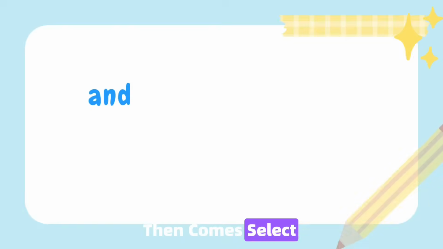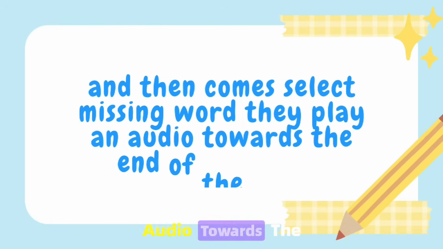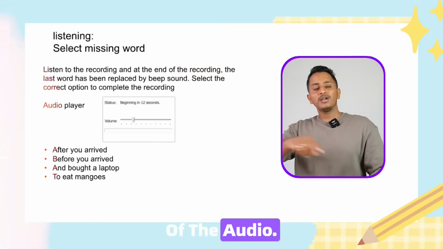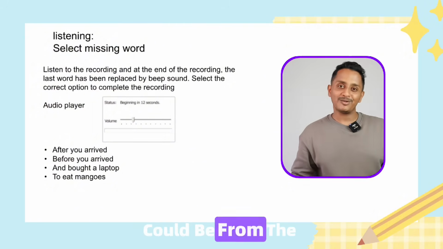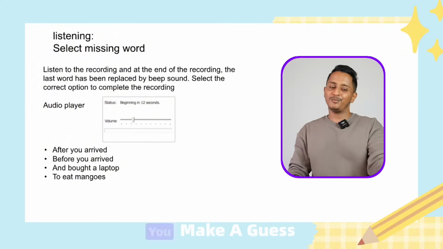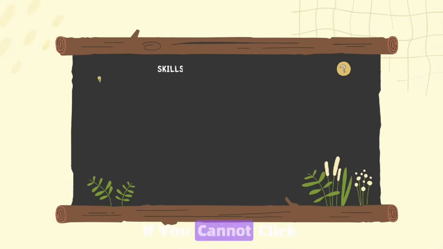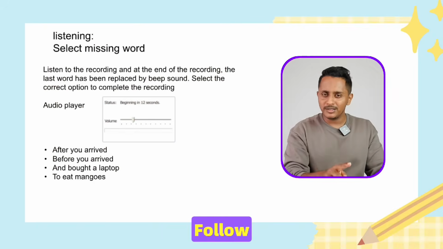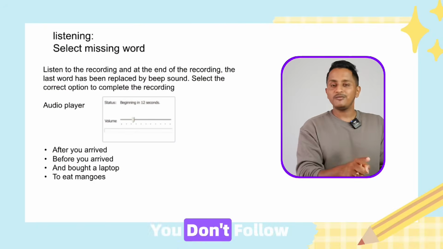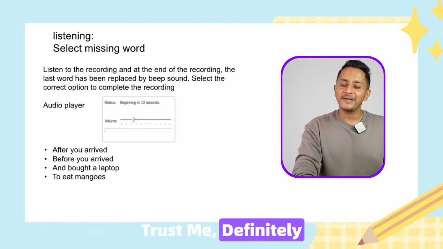And then comes select missing word. In the plain audio, towards the end of the audio, he has been beep, and you have to guess what it could be from the context. If you can make a guess, you make a guess and choose an answer. If you cannot, click one and quickly move on. All these are not going to give you scores. You follow this, then you succeed. You don't follow this, trust me, definitely you will have a tough time.